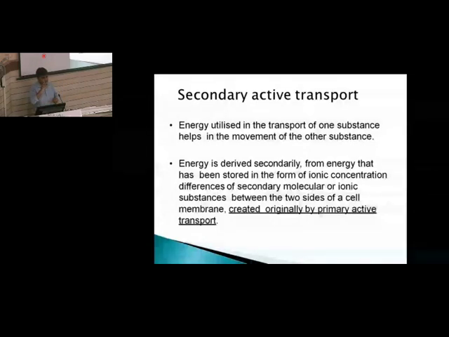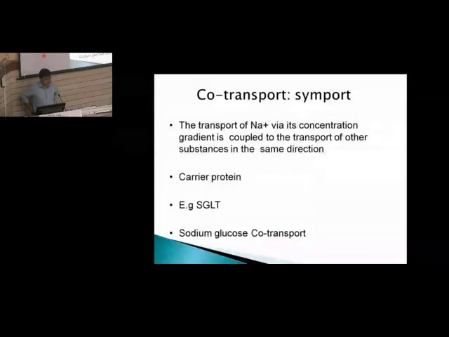Secondary active transport has two main types. What are those? Yes, anyone? Co-transport and counter-transport. So this is co-transport, also called symport. Examples? Sodium glucose co-transport.